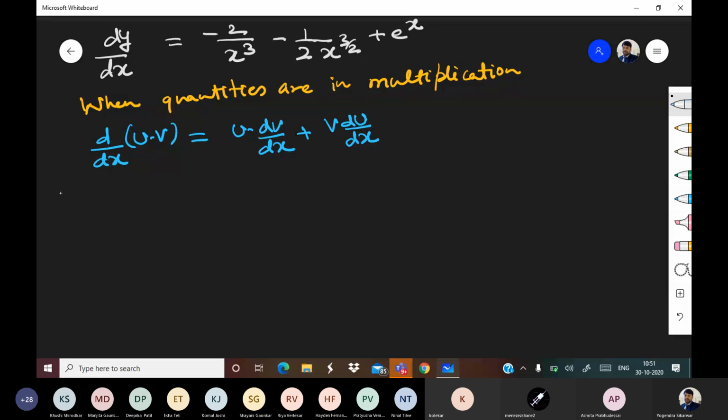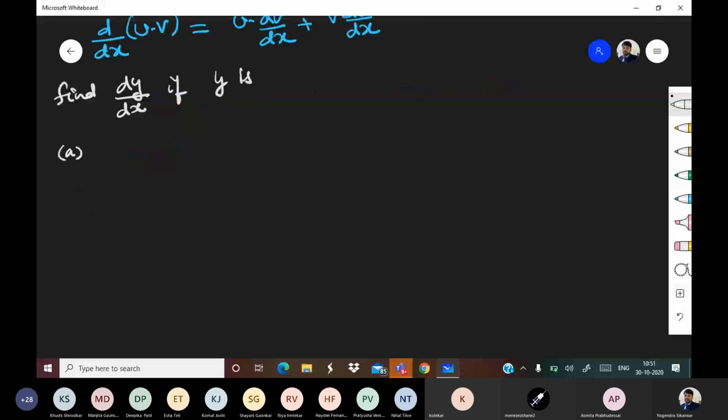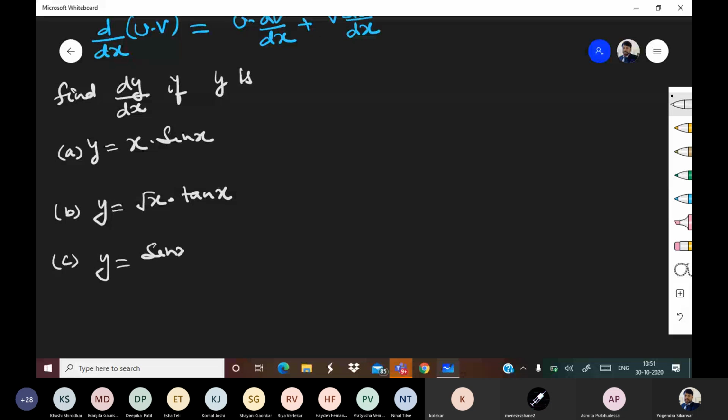So for example, find dy by dx if y is equal to x into sin x. Next, y is equal to root x into tan x. Y is equal to sin x into log x. And fourth, y is equal to x to the power 5 by 3 into x to the power 10 by 3. Please find dy by dx in all four cases. Fine.